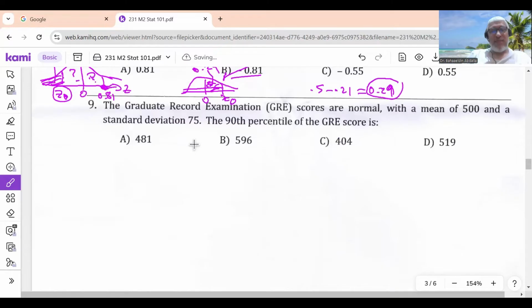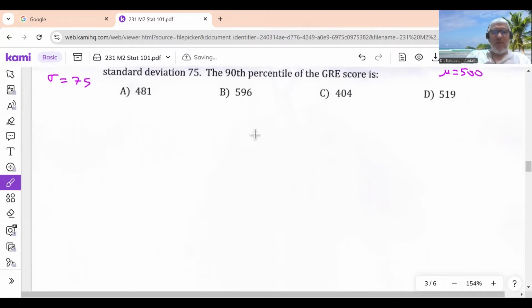The graduate record examination scores are normal. Okay, another question with the normal distribution. Mean 500, this is mu. Standard deviation 75, this is sigma. He needs the 90th percentile. What do you know about the 90th percentile?